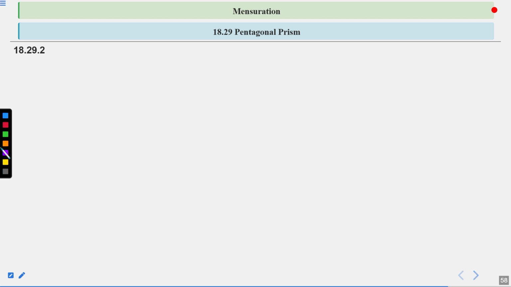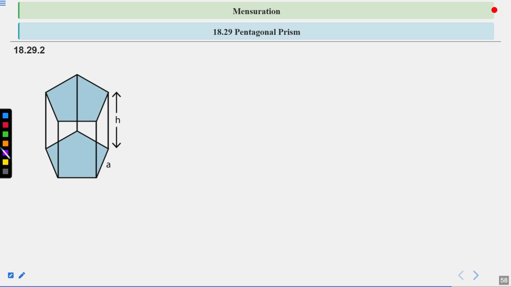Next formula related to the pentagonal prism. So this is the diagram. The side is a and the height is h. So the lateral surface area becomes 5 times the side multiplied by the height. Then we get the lateral surface area.